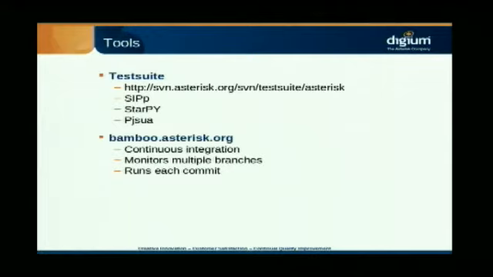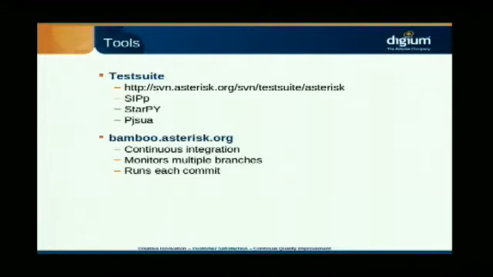So some of the tools that we use is obviously the Testsuite. This is the subversion URL. We also interface with SIPp. It's kind of ugly, but it works. We basically spawn a process to use the binary. We use StarPy a lot. StarPy is a Python library written on top of Twisted. I'm not sure how many people are familiar with Python, but that's primarily what it's written in.